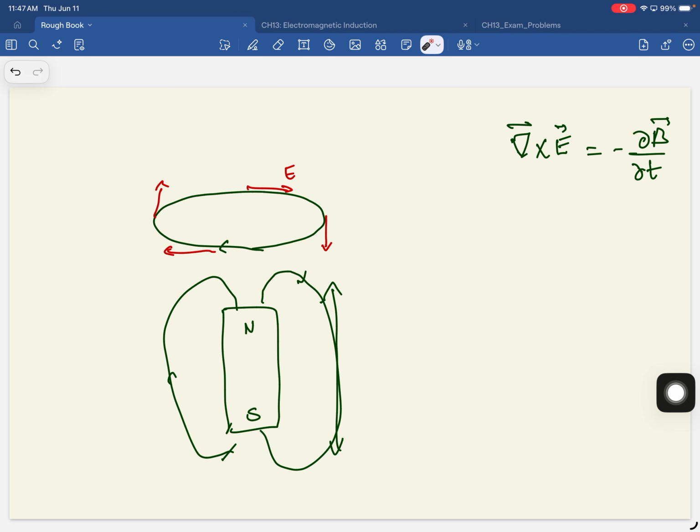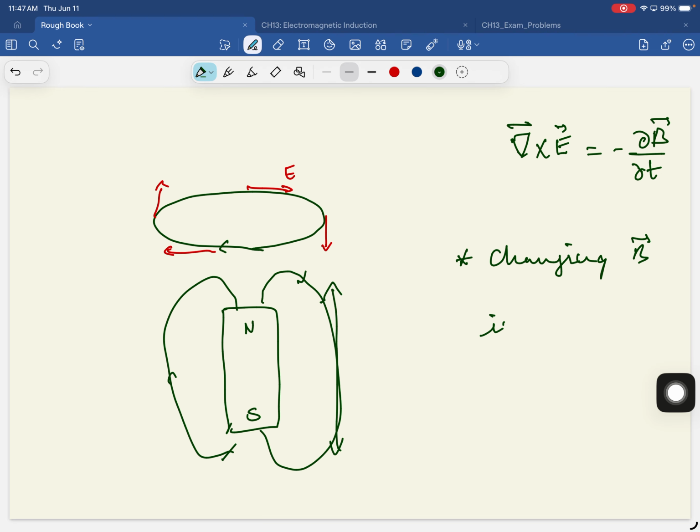This is the statement you want to remember. Changing B induces E, and there's a whole bunch of applications based on that. So we'll talk about this.